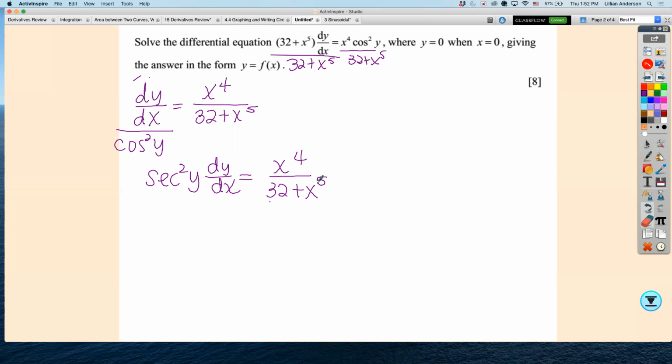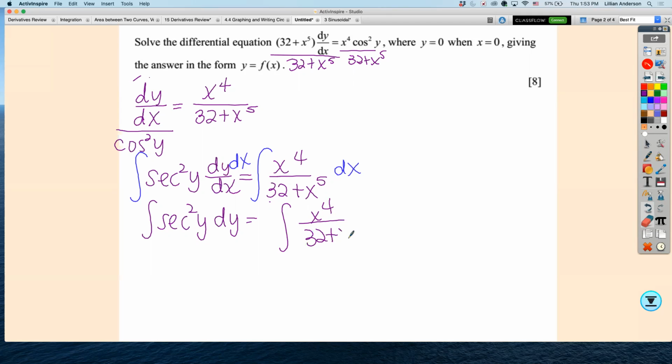Now what? Yes, we can take the integral of both sides, with respect to dx. This allows the dx's on the left side to cancel out, since we're just taking the integral of secant squared y dy. And then on the right-hand side, we're going to have to do a little something to integrate this. Not by parts. This one's a u-substitution one.